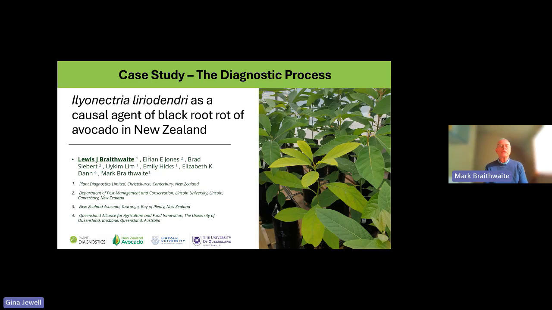So just looking at a case study we did with avocados, the industry was confronted with an issue. Newly planted plants were not doing well. They were dying early or struggling along. So it's quite a good example to show what the process is to determine the problem, and then it gives you options to how to solve it. So next slide, please.